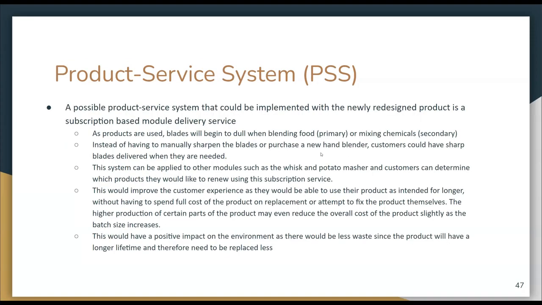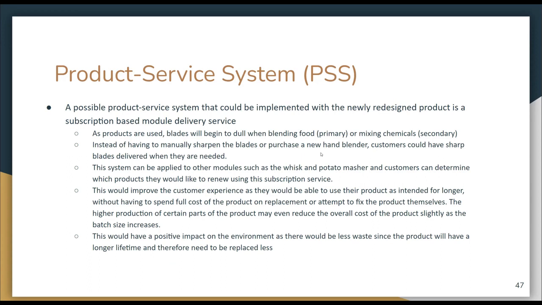For our product service system, we came up with a subscription-based module delivery service. As the products are used, the blades will begin to dull either when blending food or mixing chemicals. Instead of having to take apart the blender and manually sharpen the blades, customers could have sharp blades delivered when they are needed. The system could also be applied to other modules such as the whisk and potato masher, and customers can determine which products they like and how often they would like them. This would improve the customer experience as they'd be able to extend the lifetime of the product and wouldn't have to fix the product themselves.